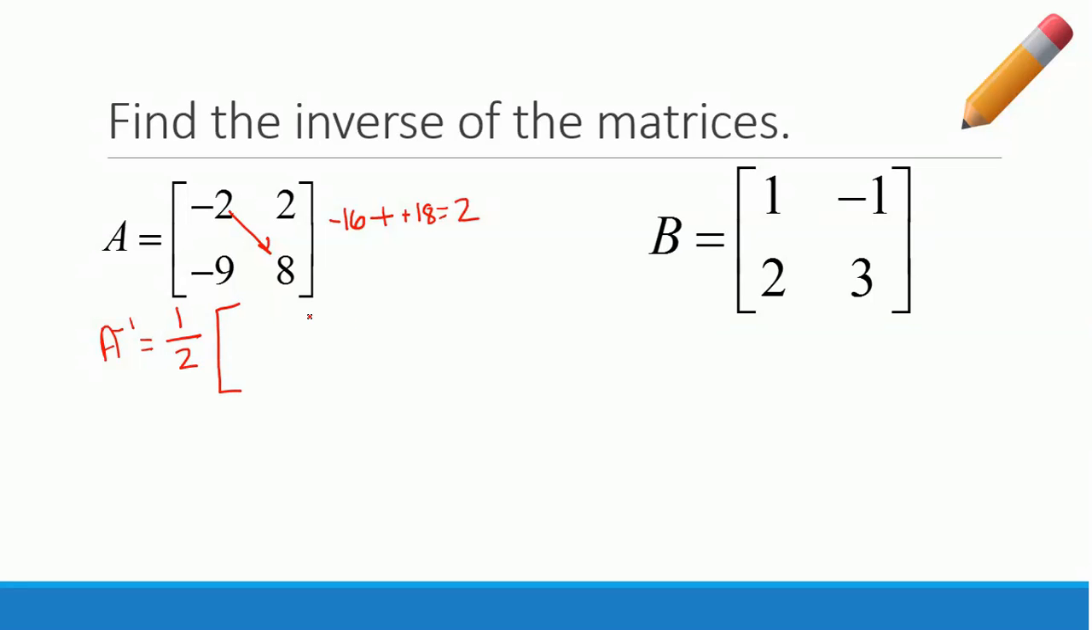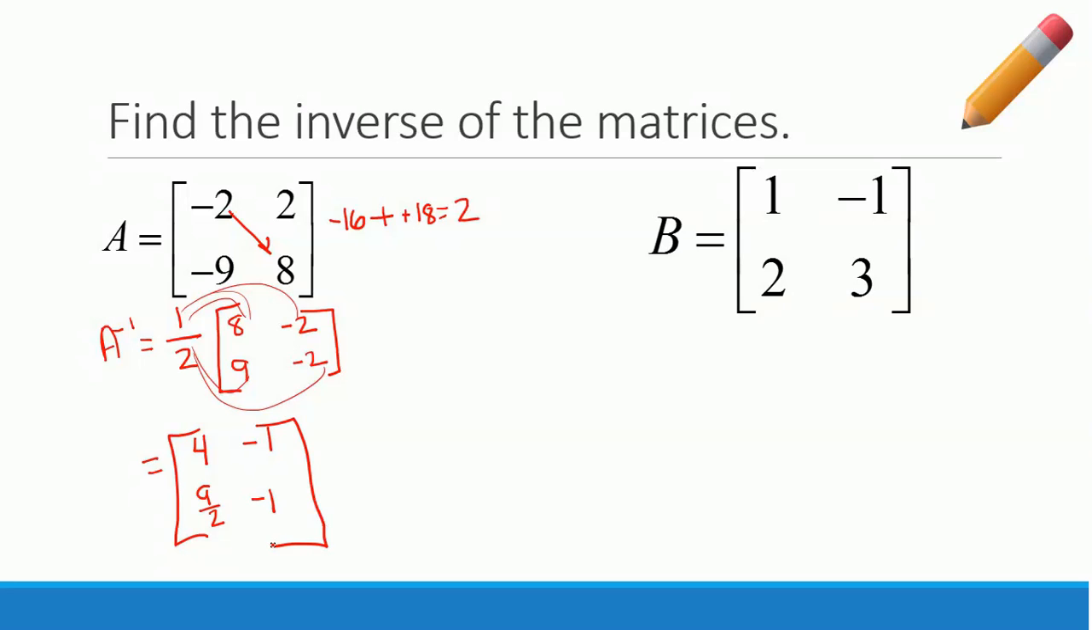Now, we get to flip-flop A and D around, so D and A are flipped, and then change the signs, like that. Now, you're going to scalar multiply this 1/2 in, so basically he's got to go and talk to every single buddy inside. So, 8 times 1/2 is 4, -2 times 1/2 is -1, 9 halves, and -1. Not too bad, right? Let's try it with B.